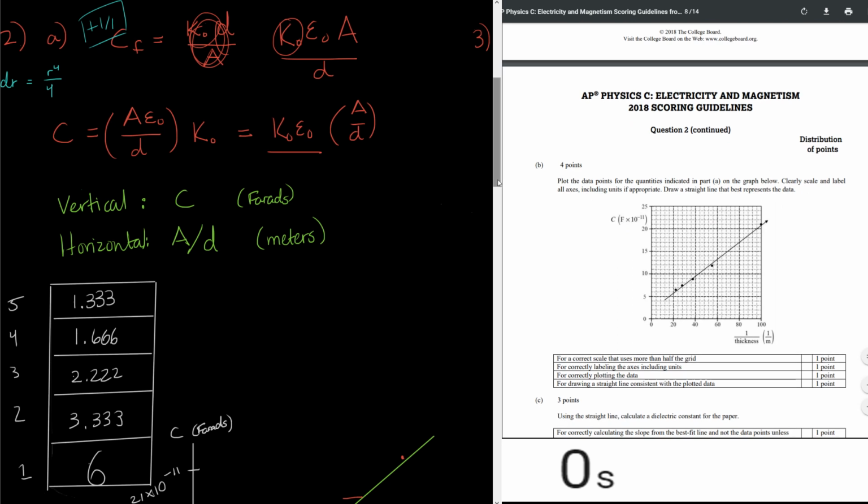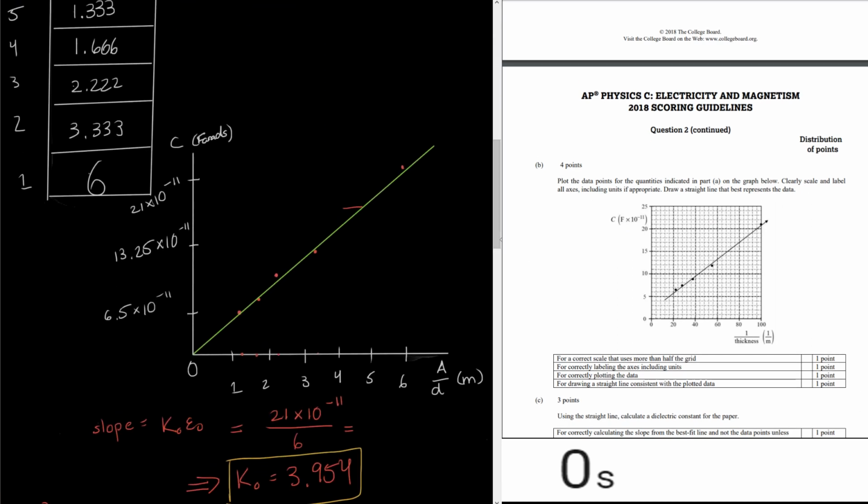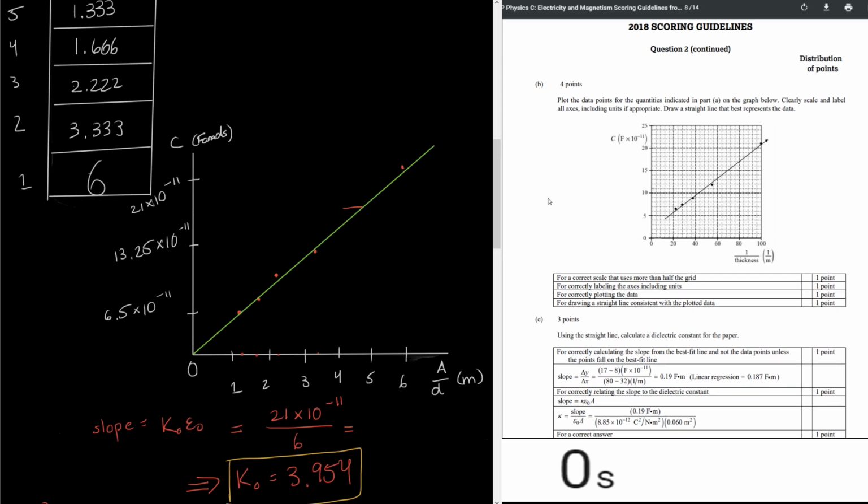Plot the data points indicated in part A on the graph below. Clearly scale and label all axes, including units if appropriate. Draw a straight line that best represents the data. 1 over thickness, so 1 over meter. So they had 1 over meter because I'm area over distance. I am just meter. For a correct scale that uses more than half the grid, I think we line up there for sure. For labeling the axes, including units, I think I got that there.